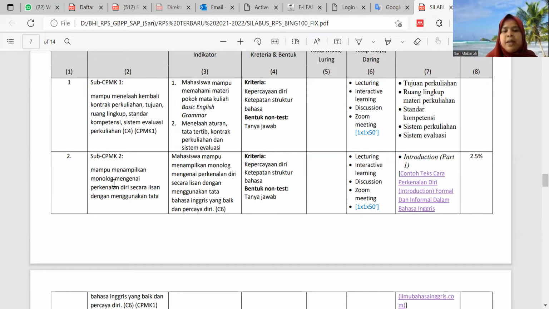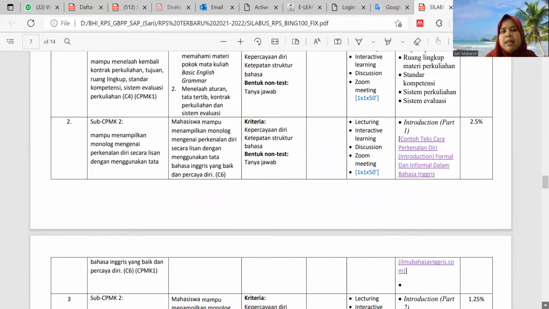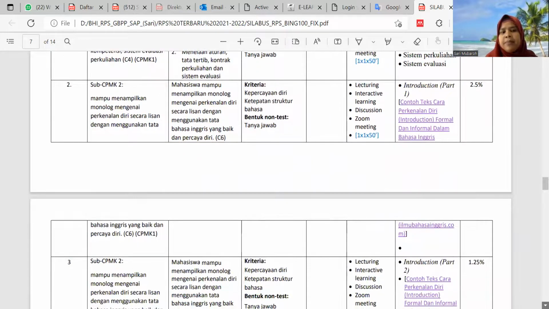And the second one, we are going to talk about monologue about introduction. Yeah, it's talking about introduction. This is the indicator or sub-CPMK, capaian pembelajaran mata kuliah.